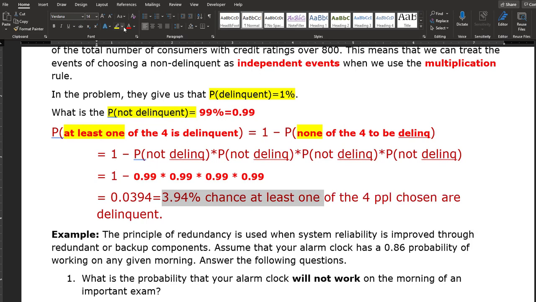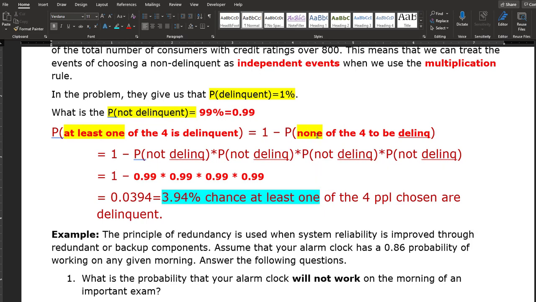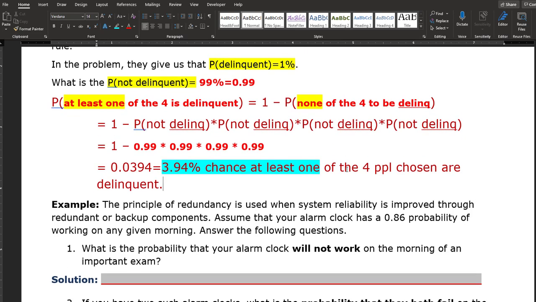So basically we first found the chance of none of them being delinquent. Then all we did was subtract that probability from 1, and that's how we get at least 1. Because there's only one way you can have none of them happen, and everything else is going to be 1 or 2 or 3 or 4, which is at least 1. So this is the easiest way to find your at least 1 probabilities. We'll do one more problem with at least 1.